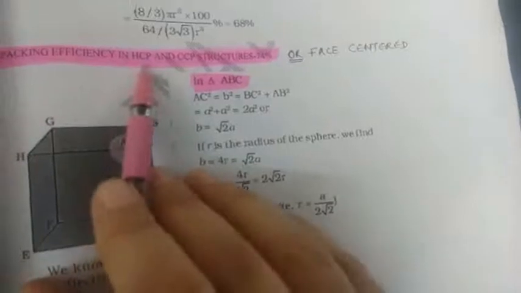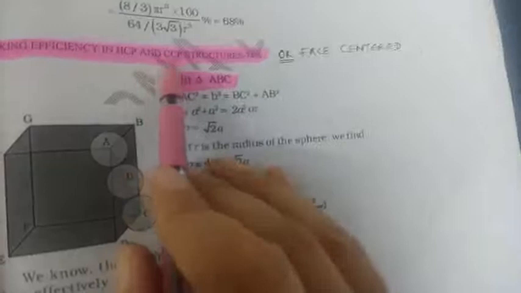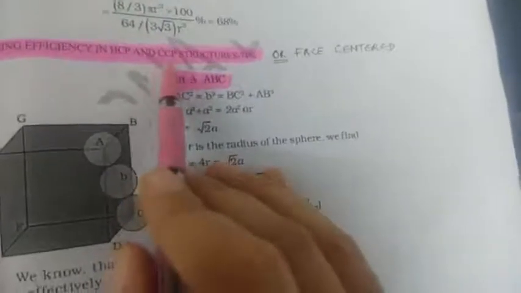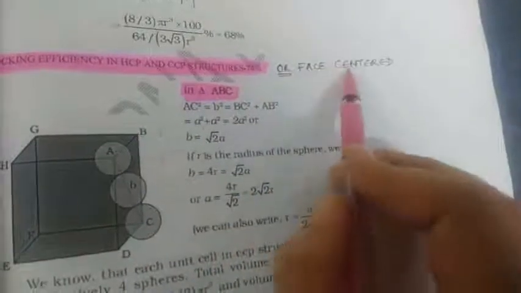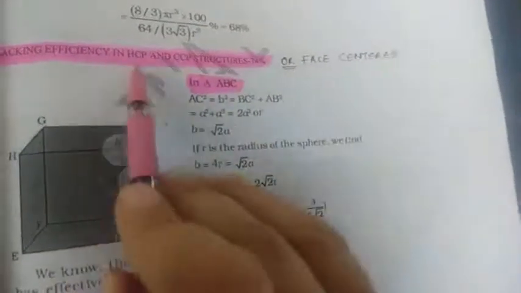Now we will learn to calculate the packing efficiency in HCP. HCP means hexagonal close packing, or CCP. CCP means cubic close packing, or it is also called face centered, right? FCC, face centered cubic unit cell. So HCP, CCP or FCC, all the three have the same kind of efficiency and same calculation. So how to do it, we will now learn.